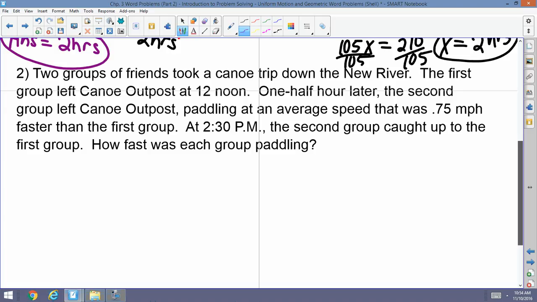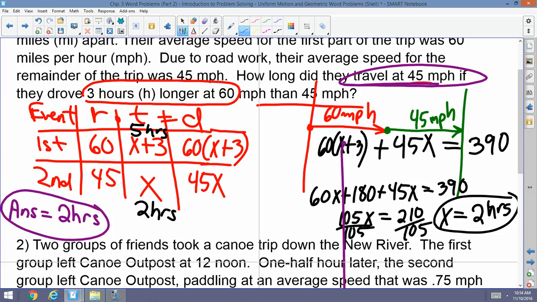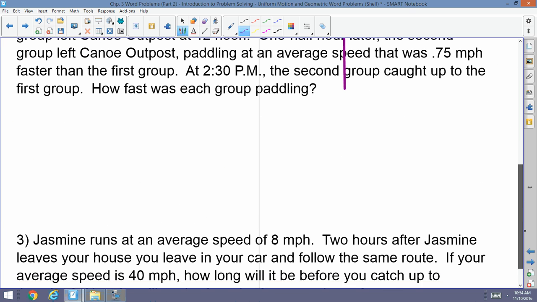Let's picture what's happening. Group 1, oh, I love it when it does that. That is my favorite.